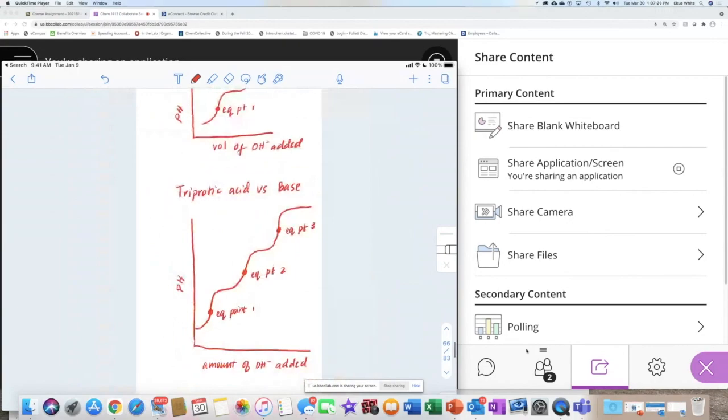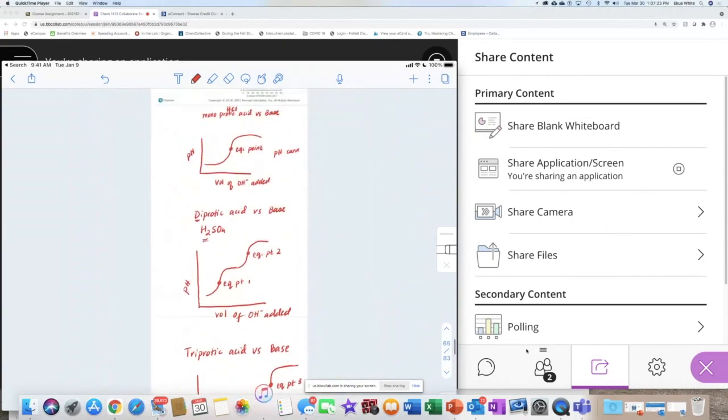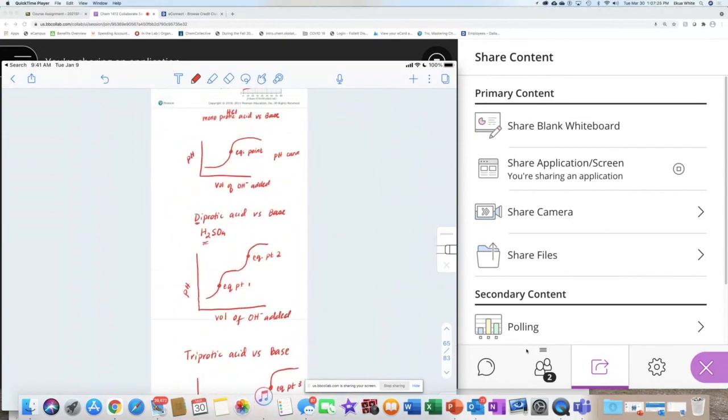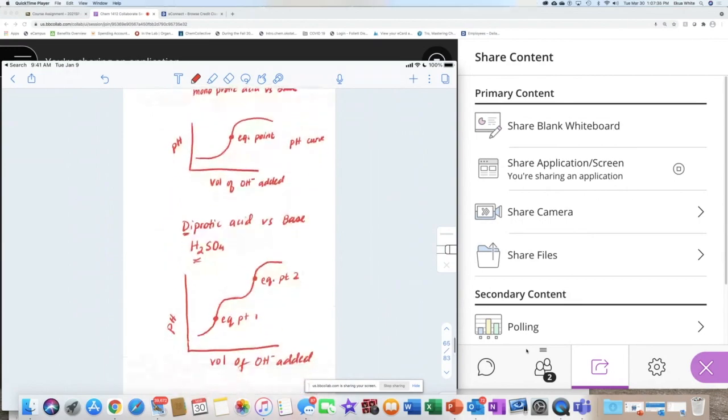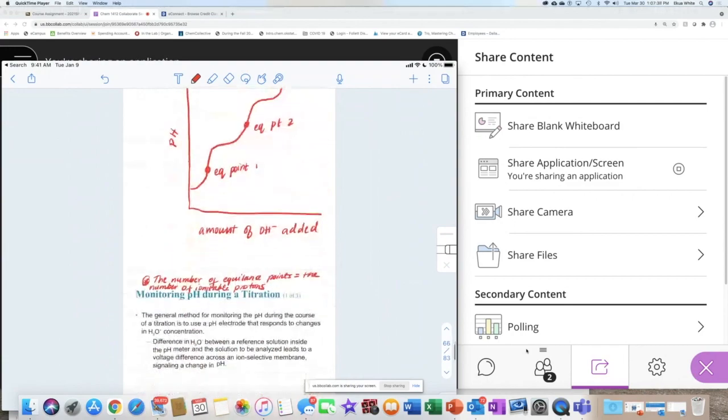Okay, so when I zoom out, you can see the difference. The more ionizable hydrogens, oh, I didn't give an example, my bad. H3PO4, how about that? So 3 hydrogens here, 3 ionizable hydrogens. You see that, right? 1, 2, 3.